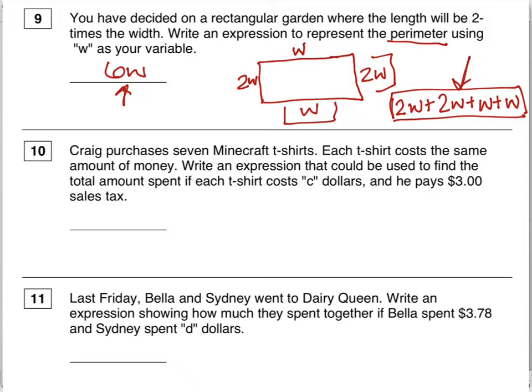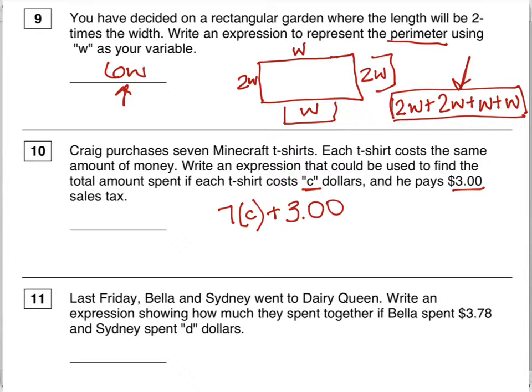All right, problem number 10. Craig purchases 7 Minecraft t-shirts. Each t-shirt costs the same amount of money. Write an expression that could be used to find the total amount spent if each t-shirt costs C dollars, and he pays $3 sales tax. So he has 7 t-shirts that cost C dollars plus the sales tax.